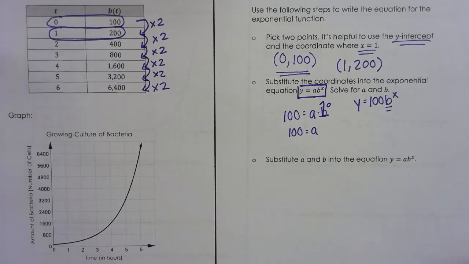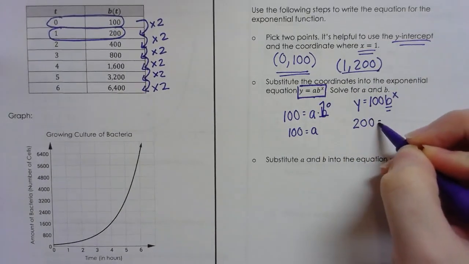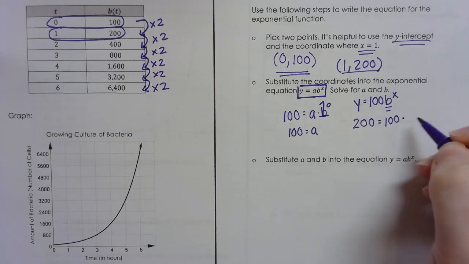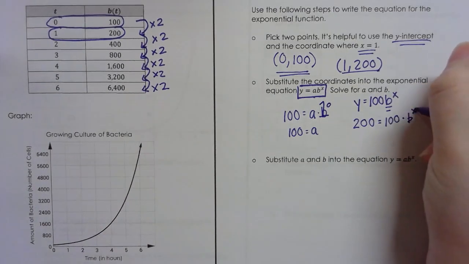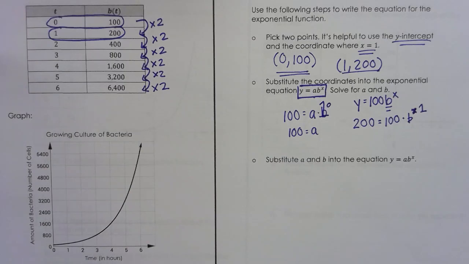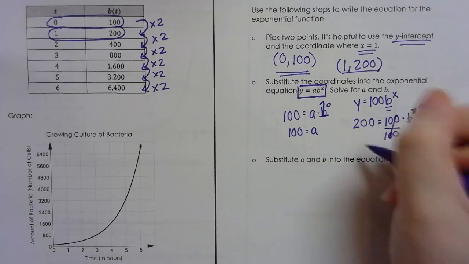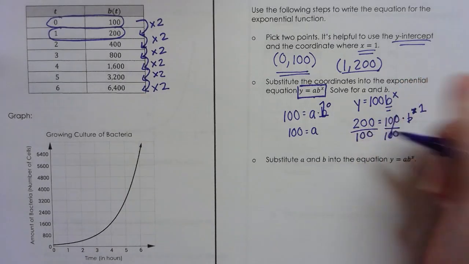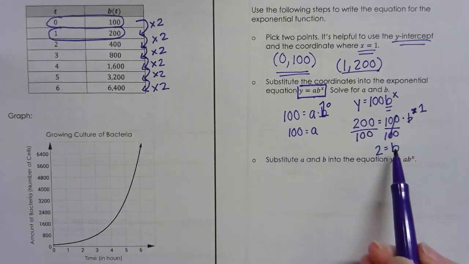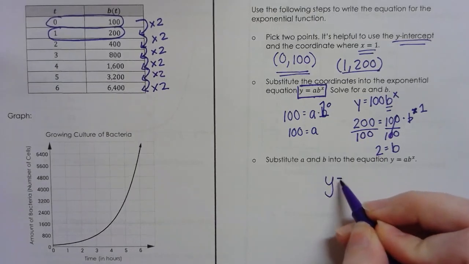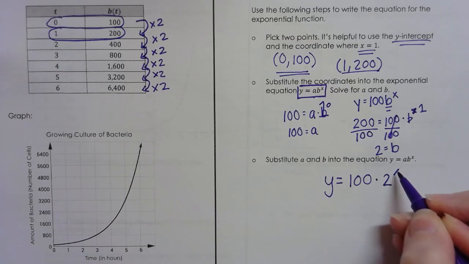But I want to know b as well. So to get b, I can use my second point and put 200 equals 100 times b to the x. Oh, sorry, times b to the first. Well, b to the first is just b. So then I divide by 100. 200 divided by 100 is 2. So I have a value for a. I have a value for b. So I can write my equation.